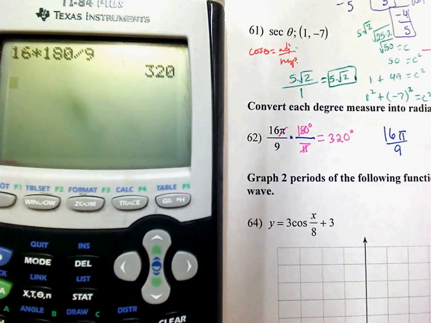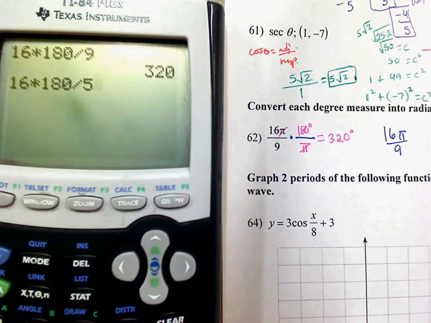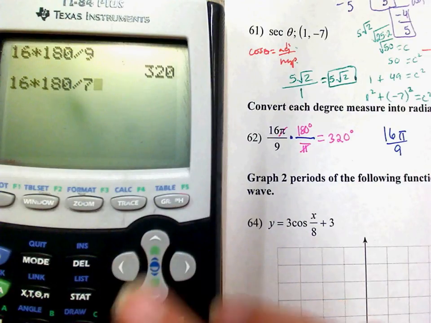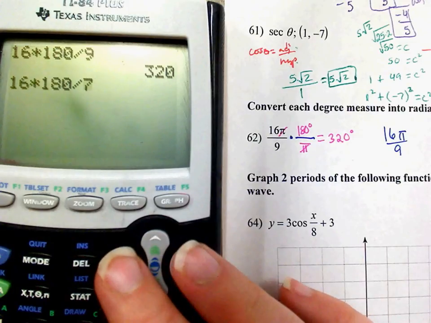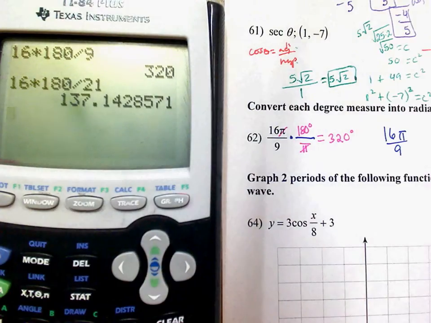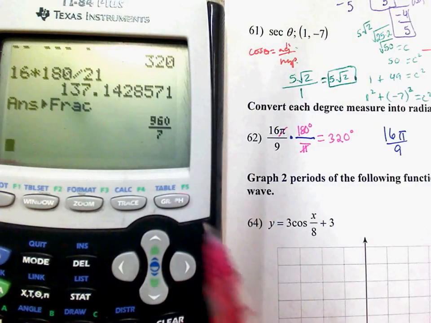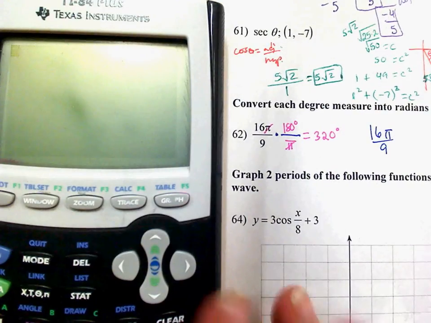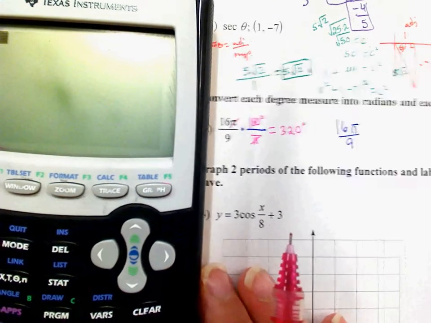Now, say that was 16 times 180 divided by 5. I want to divide evenly as well, so let's go with 21. Okay, so then you do the math, enter, and get a fraction. Oh no, for degrees it should always be whatever you get. If it's a decimal, then go ahead and put the decimal. I was thinking radians, never mind.